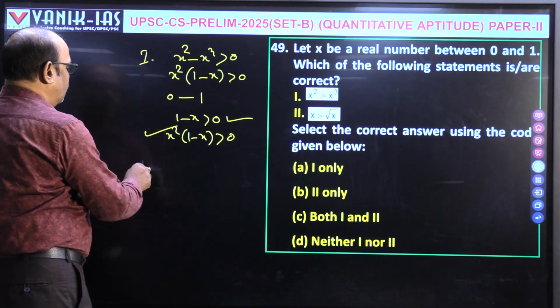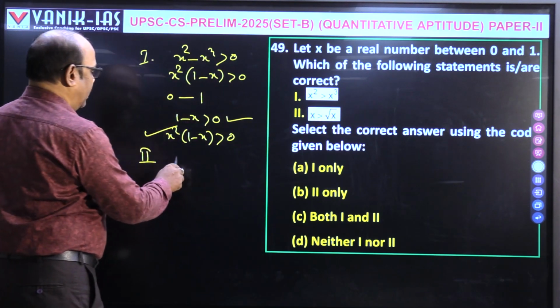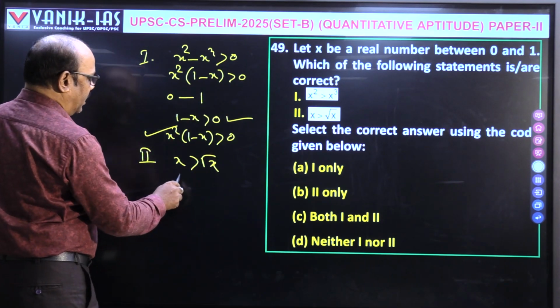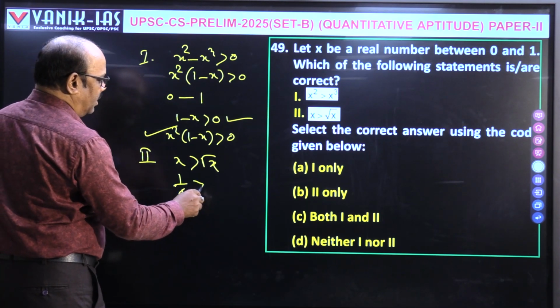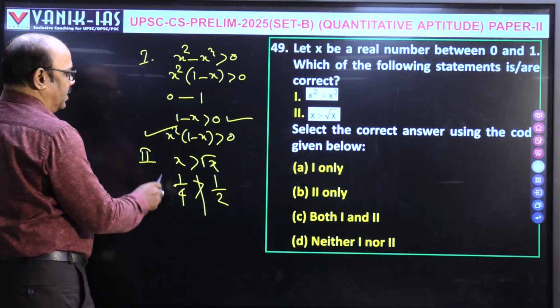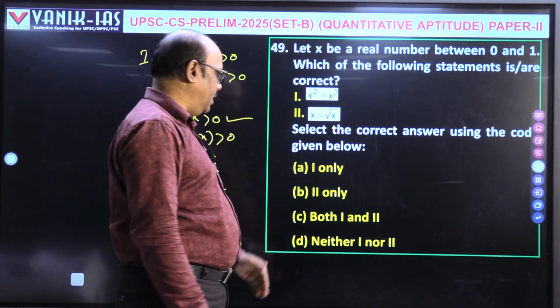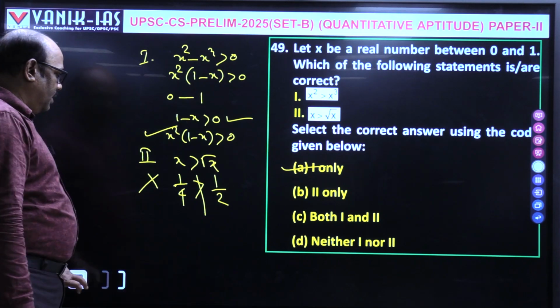Second, statement 2: X is greater than root over X, and X is a given real number. If we take X as 1 by 4, its root is 1 by 2, and X is not greater than 1 by 2. That's why in this case it is false. Maybe right, maybe false. That's why the first one is always right. So the option is only 1 is right. Next number.